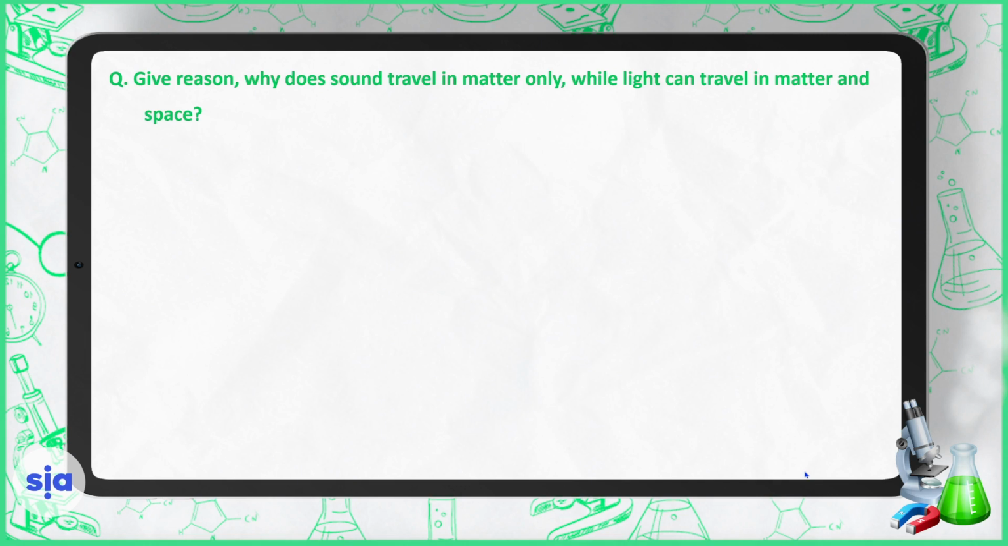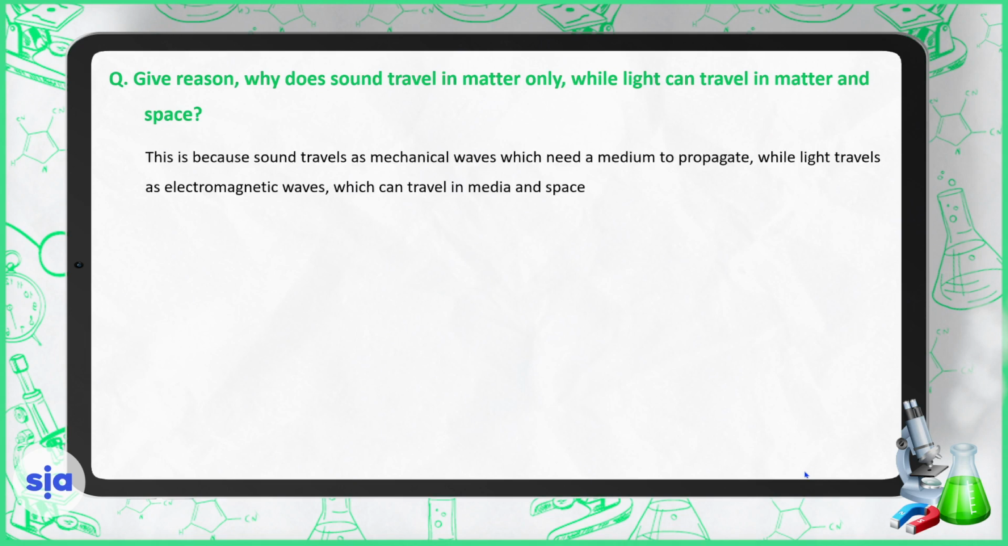Can you give a reason why sound travels in matter only while light can travel in matter and space? Sound travels as mechanical waves which need a medium to propagate, while light travels as electromagnetic waves which can travel in media and space.